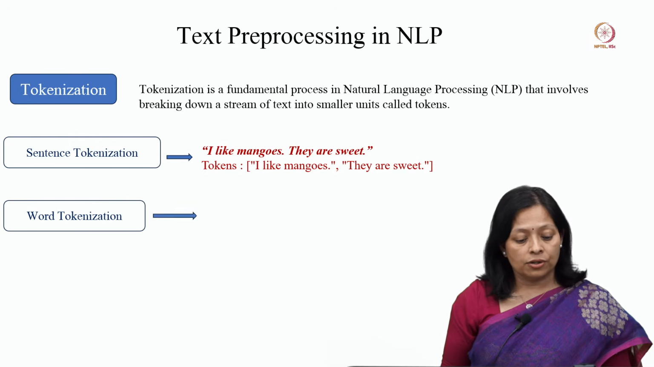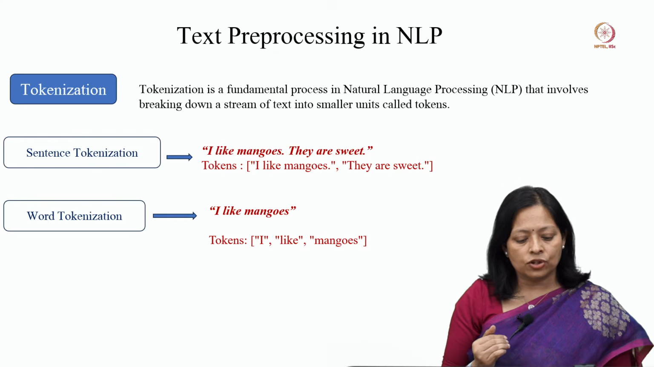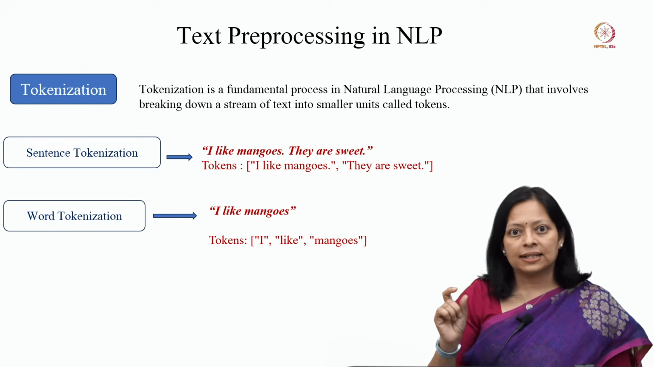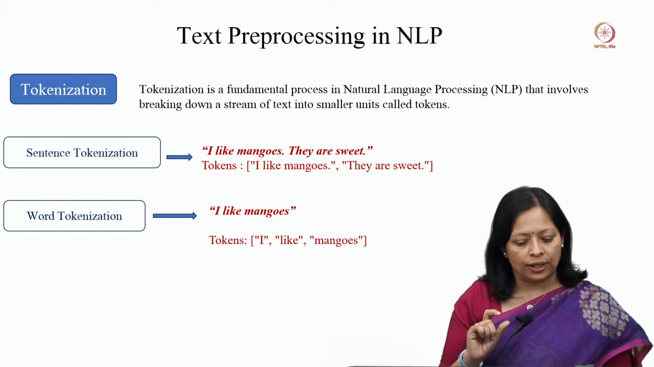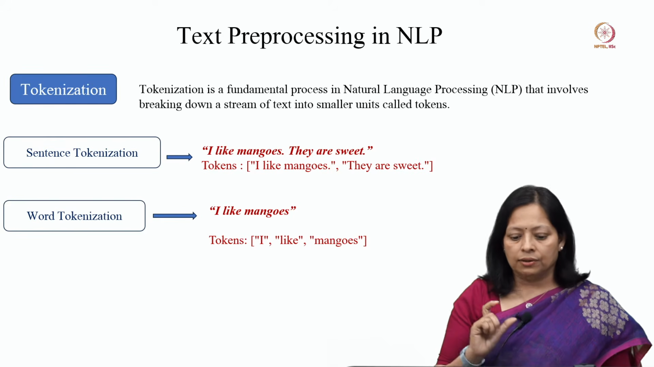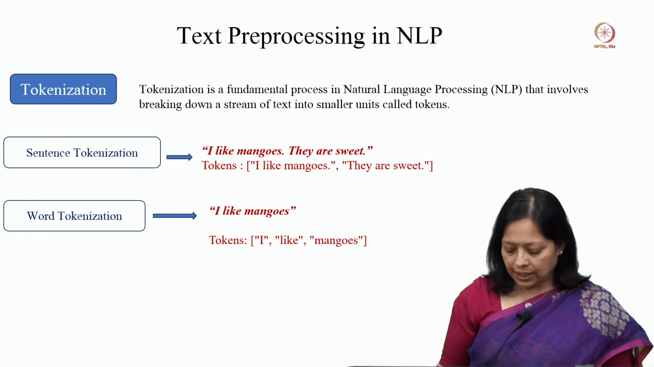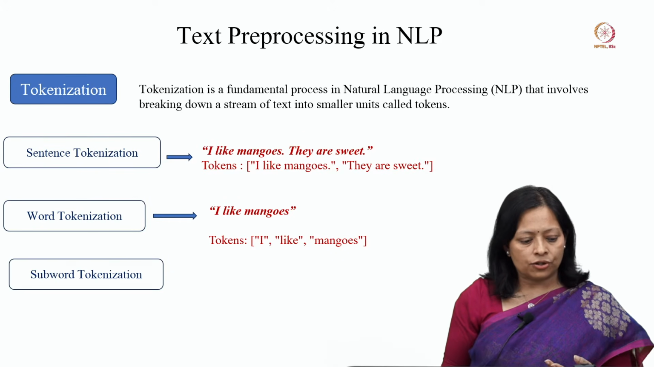Word tokenization. So, I like mangoes. If I do a word tokenization, I get the separate words as separate chunks or tokens. So word tokens here will be: I is one token, like is another token, mangoes is another token. So these are called word tokenization.